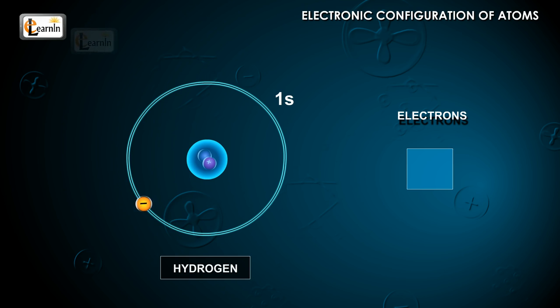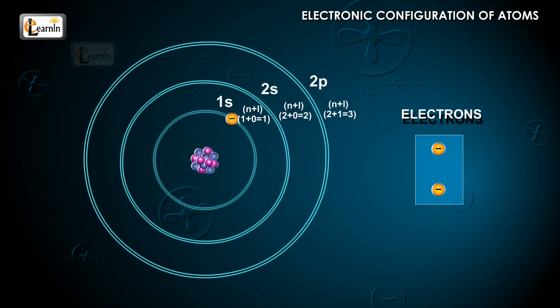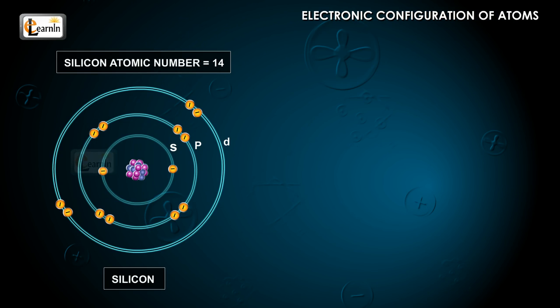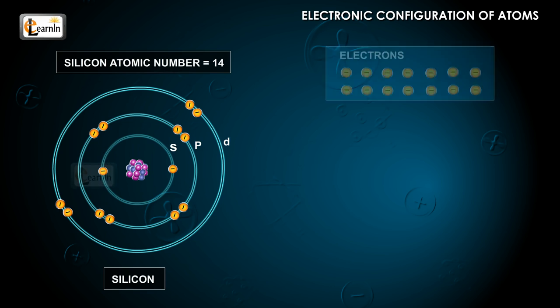In other words, the building up principle states that the incoming electrons go to an orbital which has the least n plus l value. However, the orbital having lower n value will be occupied first, in case any two orbitals have the same n plus l value. Consider the example of silicon, whose atomic number is 14.